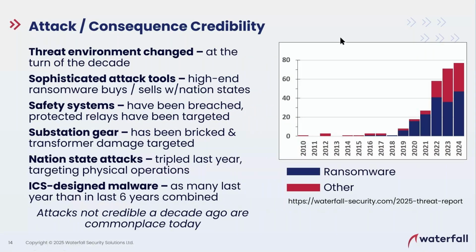This is from the Waterfall latest threat report. The URL is on the bottom. You guys will have a PDF of this, so you'll have that URL. The threat environment changed dramatically about 5 years ago. The report looks at deliberate attacks, not errors and omissions, not mistakes, not equipment failures, deliberate attacks that caused physical consequences. Not stole some information, not could have shut things down but didn't, actually caused physical consequences. Most often either equipment damage or shutdowns.